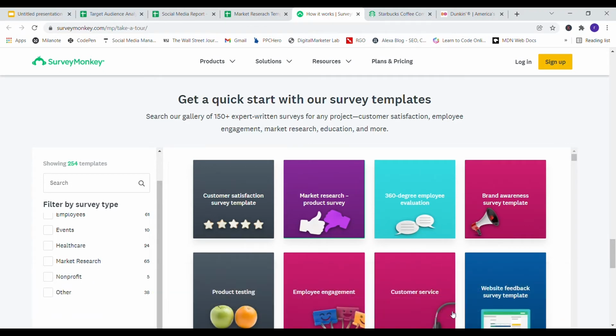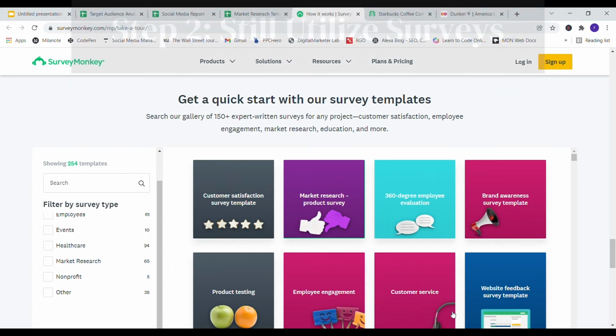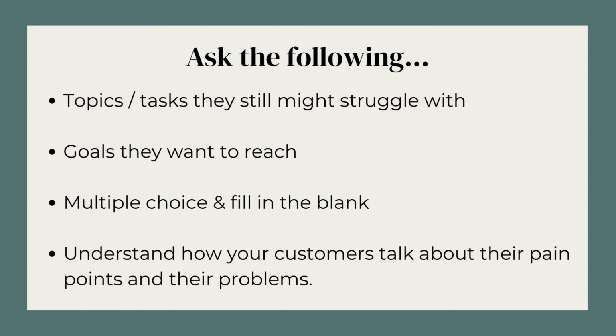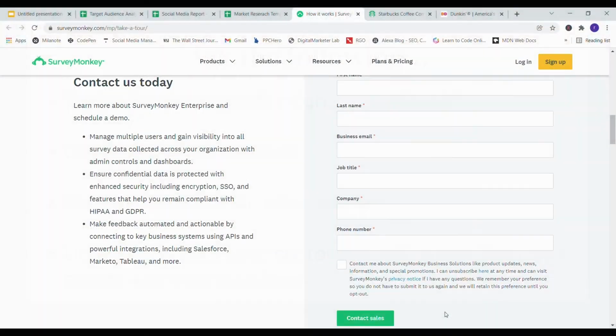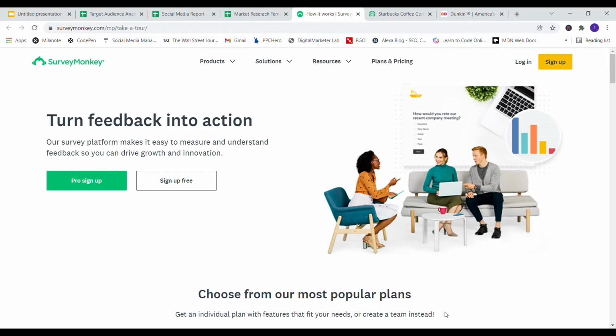So another tool that you can use when you're not able to get in the room with the customer is creating a survey. I always create surveys with SurveyMonkey because it's free and super easy. And they have a lot of different resources and templates that you can use. So I wanted to just highlight that tool, topics that they are still confused about, goals that they want to reach. And when you're creating these surveys, I highly recommend doing a mix of multiple choice questions as well as fill in the blank questions.